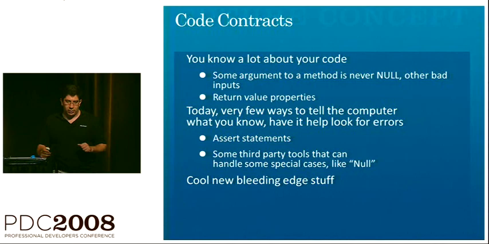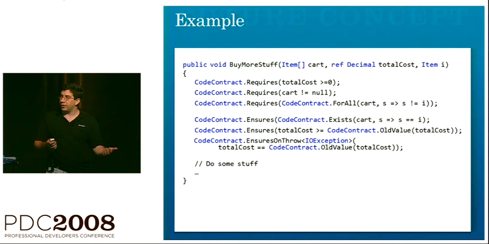So this is cool new bleeding edge stuff from Microsoft Research. It's the new code contracts. These are in the base class libraries. And I'm going to walk you through slowly.